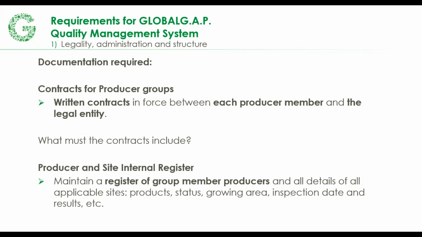The next thing would be a producer and site internal register, which would basically be a list of all the information, including the status, whether or not that producer member or site is approved to be in the group, information on the growing area, the products, the acreage, etc., or tonnage if you're using this in livestock or aquaculture, inspection dates and results. So how did the producers do on the date of the inspection? Each group has a different way of handling this site internal register. Most commonly it is something like an Excel spreadsheet that details all of the information. There are resources from the certification bodies to help you out with something like that.